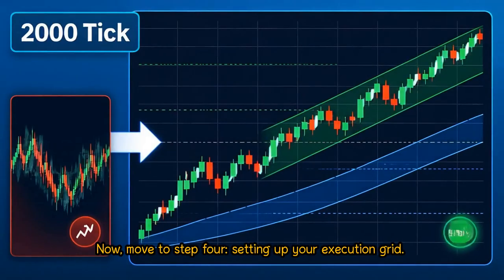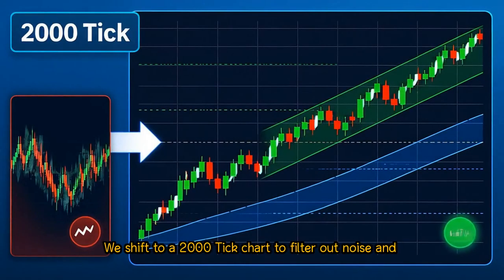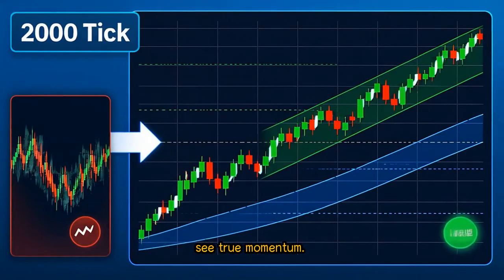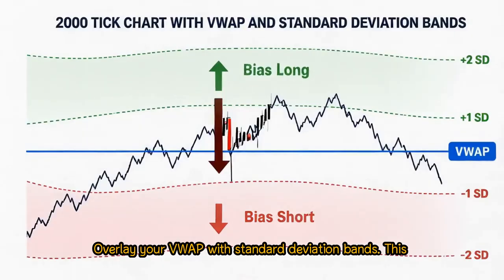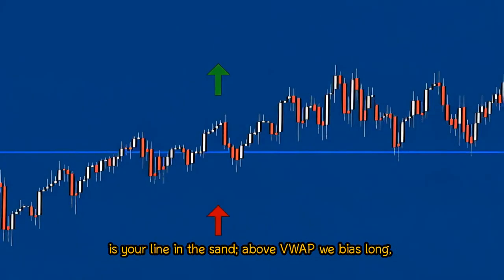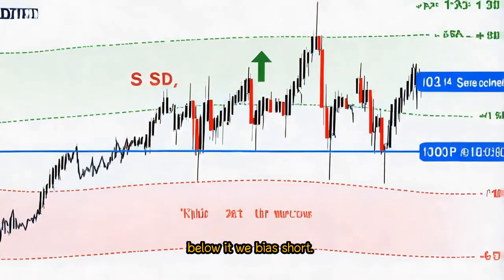Now, move to step 4, setting up your execution grid. We shift to a 2000 tick chart to filter out noise and see true momentum. Overlay your VWAP with standard deviation bands. This is your line in the sand. Above VWAP we bias long, below it we bias short.